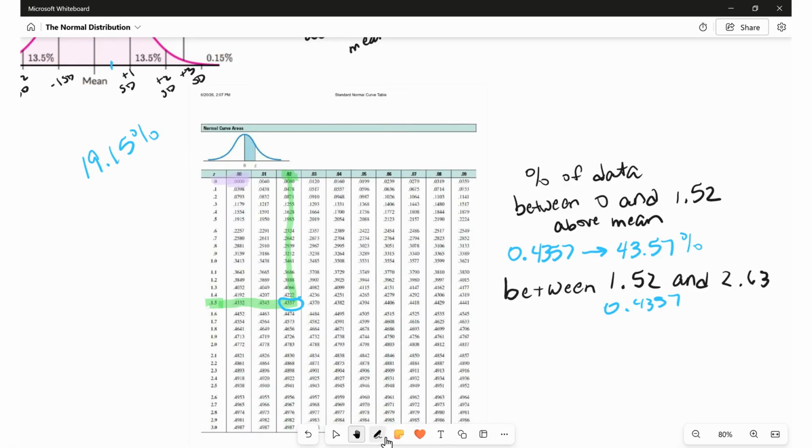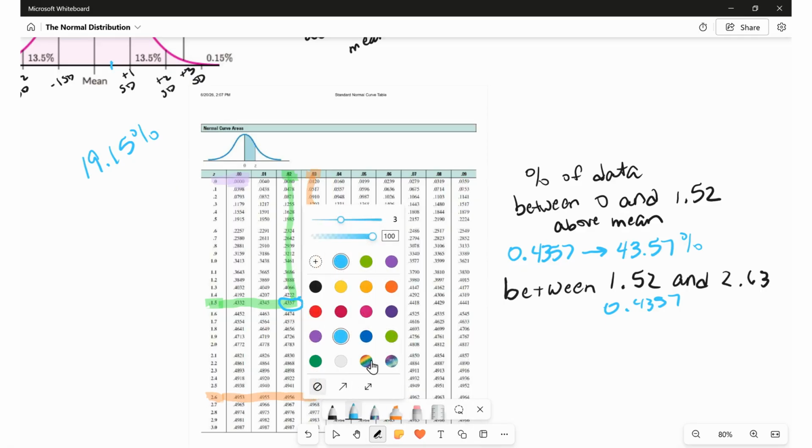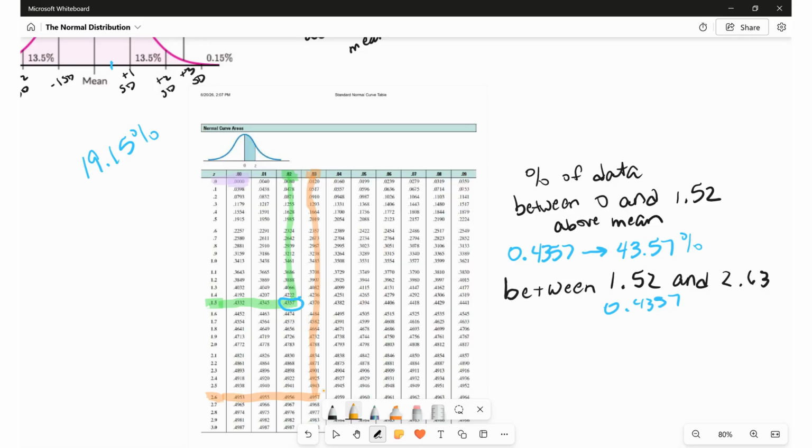So first of all, we're going to take a look here and we're going to find 2.6. Okay. And then we need that 3 on the end. And we're going to see, where do these two things meet? Okay. And we can see that they meet right here. Let's pick a different color. They meet right here at 0.4957.